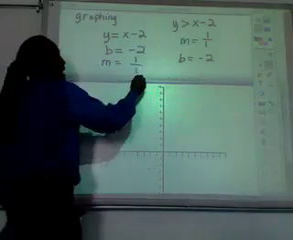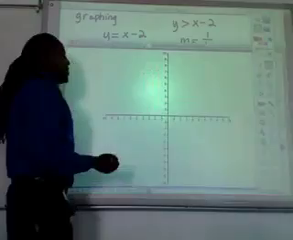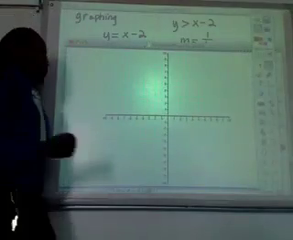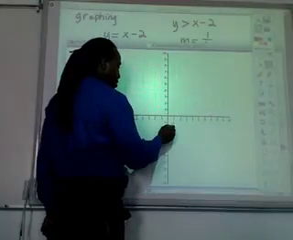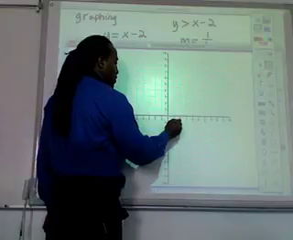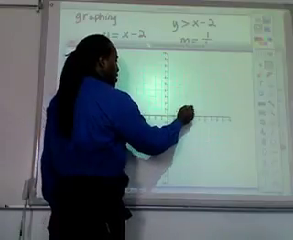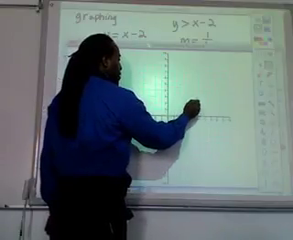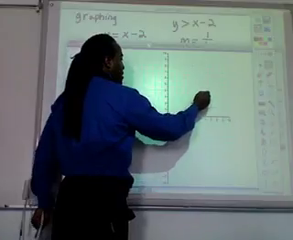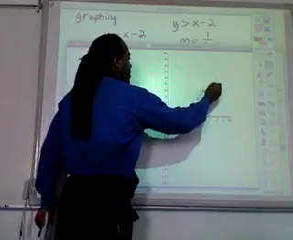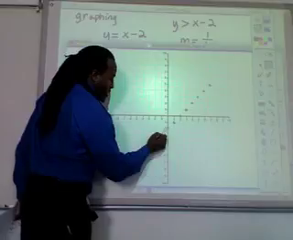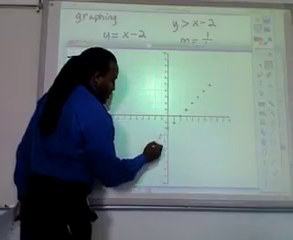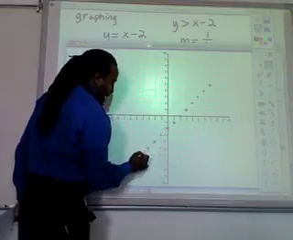So therefore, I still graph it the same. I'm just going to have a different type of line. I'm going to start here at what? Negative 2. Go up 1 over 1. Up 1 over 1. I just continue my path until I have, again, an accurate established line here.